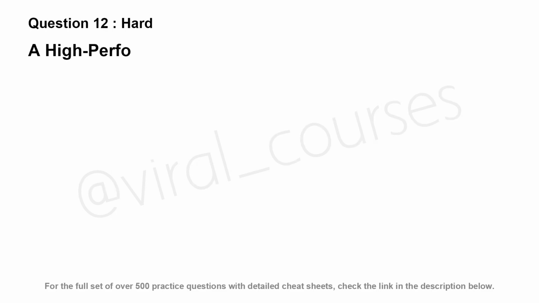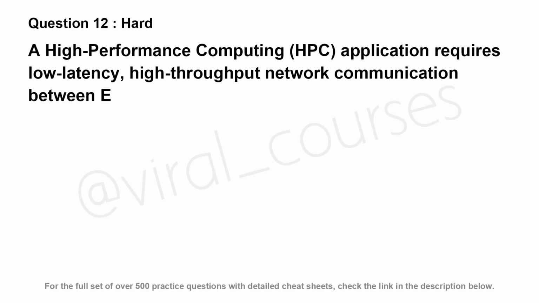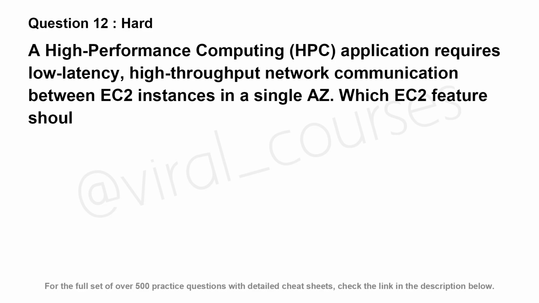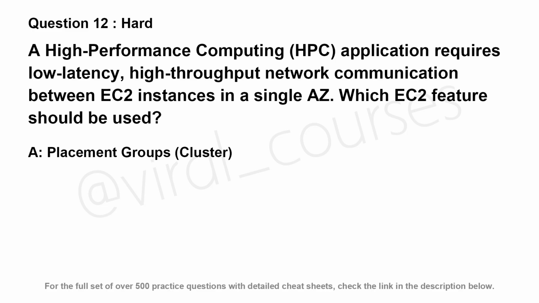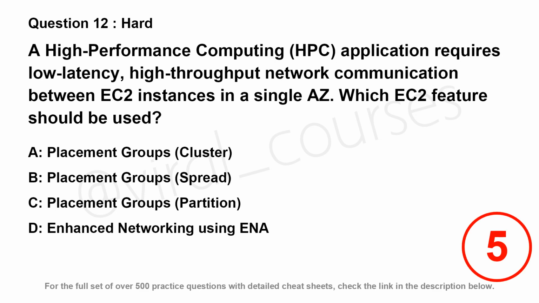A high-performance computing, HPC, application requires low latency, high-throughput network communication between EC2 instances in a single AZ. Which EC2 feature should be used? Option A, placement groups, cluster. Option B, placement groups, spread. Option C, placement groups, partition. Option D, enhanced networking using ENA.